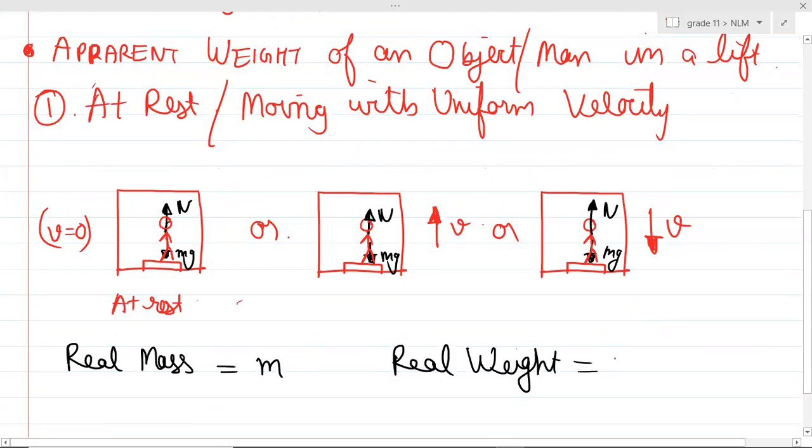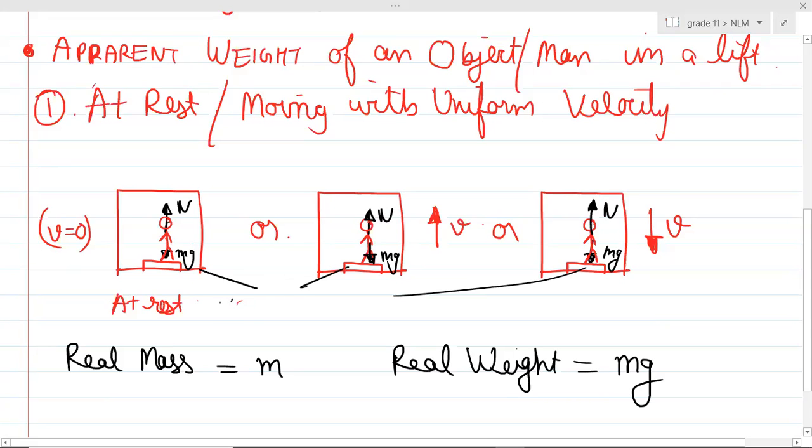Real weight of the object is how much? m into g. Yes or no? Can you see the mass and weight difference? So in this particular case, in all these cases, since the object is in equilibrium, can you see v equals 0 or moving with constant velocity up or down?